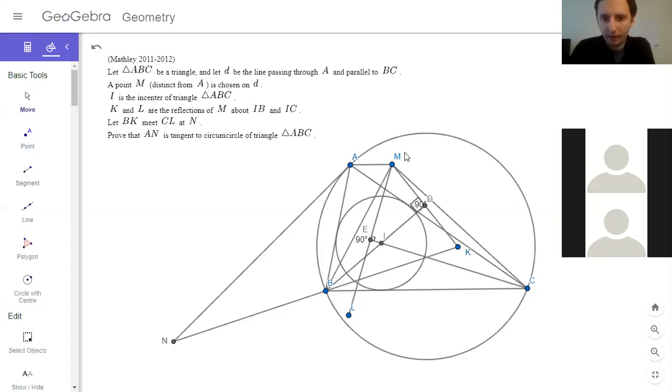Angle MBA is equal to angle KBC, right? Are you saying K and L are isogonal conjugates? No, I am saying that M and N are isogonal conjugates. Because M and N. Okay. And yeah, this kills it.